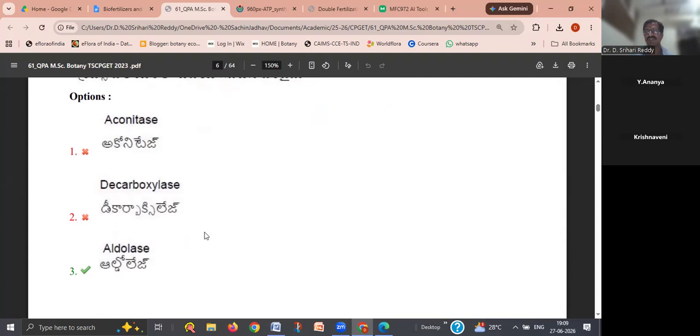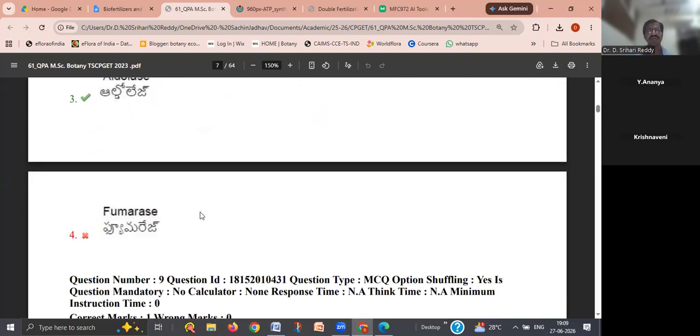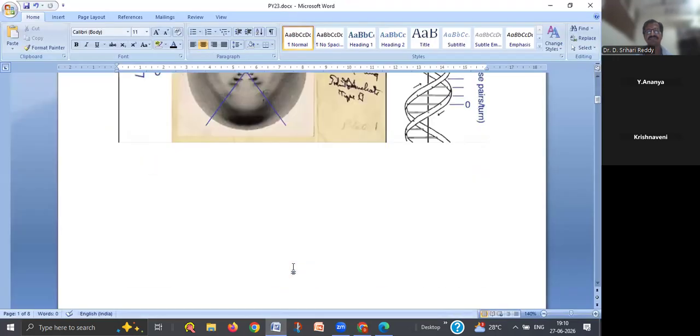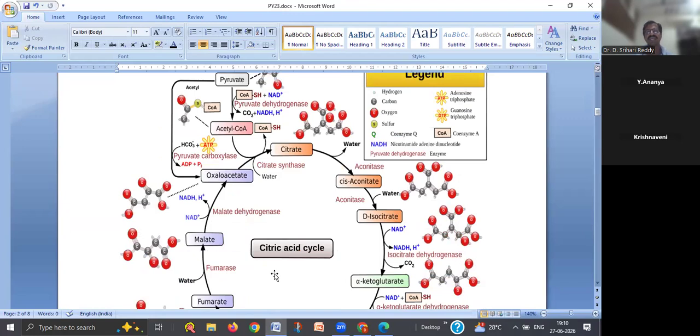So any decarboxylase, we can mention that they are all involved in the Krebs cycle, and fumarase is also involved in the Krebs cycle, and aldolase is involved in glycolysis or the EMP pathway. Let's see once. Here you see this is the Krebs cycle, also called the citric acid cycle, because the first product in this cycle is citrate or citric acid. So it is named the citric acid cycle.